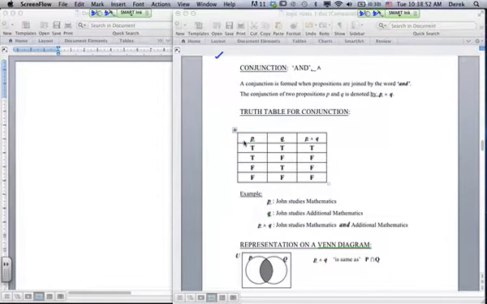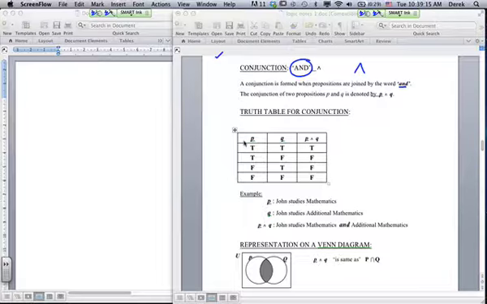In working with propositions, we need to connect different propositions together, and we use different means for this. One is the conjunction, which means "and", and it's denoted by this symbol. So basically, it's just the "and": P and Q. So we've got an example here.